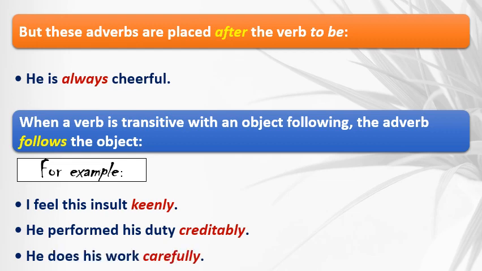So as we can see, the words which are highlighted are adverbs, and these sentences are in transitive form, they are carrying an object. That is why the adverb follows the object.